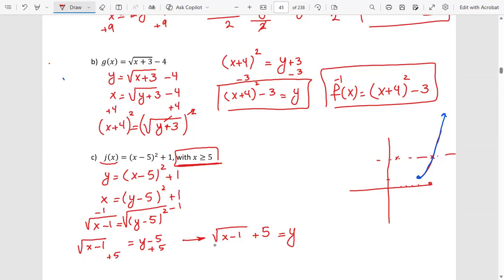So I got the function because I isolated the y. Now I can replace the y by f inverse. So I say the f inverse of x, it's not f, I'm sorry. The function's name was j of x. I made the same mistake in the previous question. That's not f of x, that function's name is g. So g inverse of x. This is j inverse of x, is the square root of x minus 1 plus 5. And that is the answer.